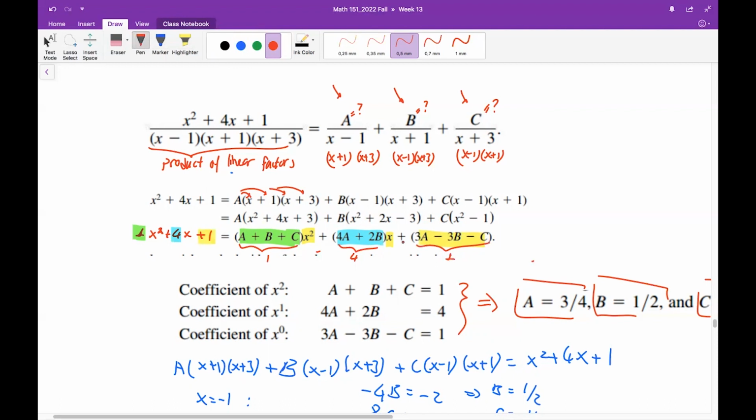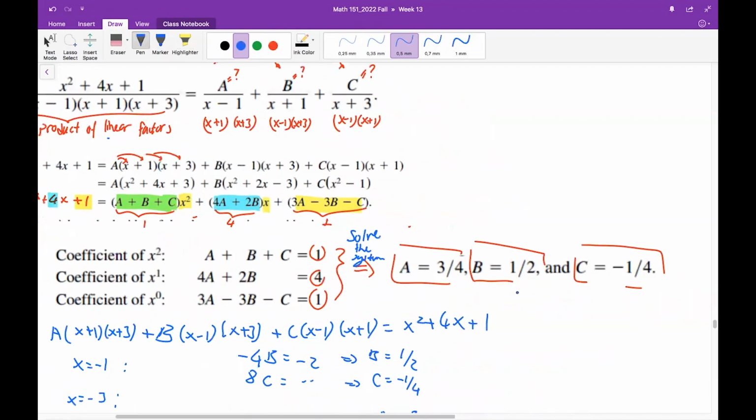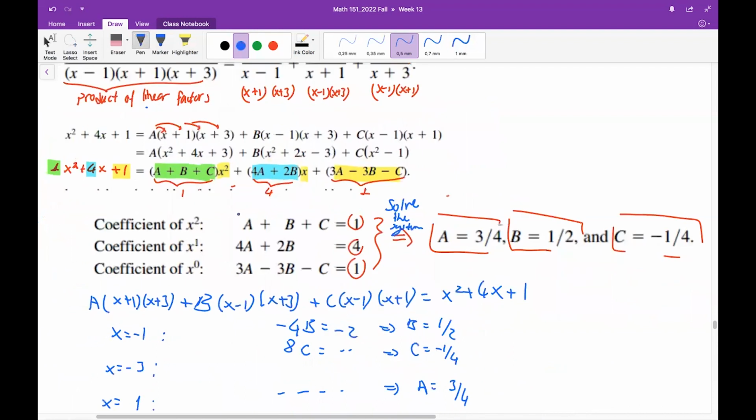So this is 1, this is 4, and the constant term should be 1. If you solve this system, you can find the unknown coefficients. So solve the system. Okay, how can you solve it? You can use your linear algebra skills to solve it.